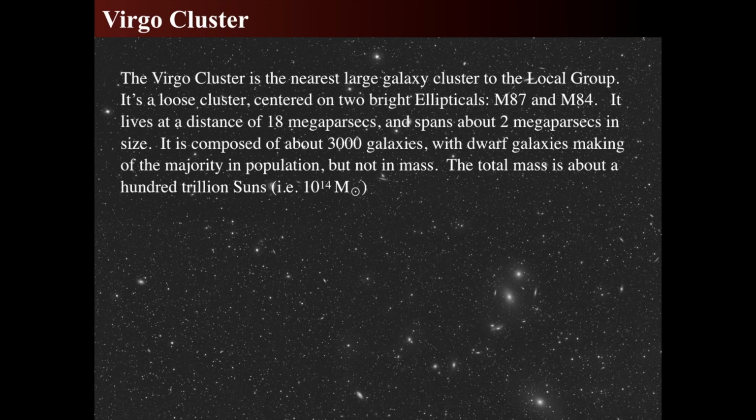So groups get to larger groups that we call clusters, and clusters of galaxies are much larger and can contain thousands of galaxies. The Virgo cluster is the nearest large galaxy cluster to the Local Group. It's a relatively loose cluster, meaning it's not really tightened in and everything together, but there are two bright ellipticals, M87 and M84, that comprise it, and it lives at a distance of about 18 megaparsecs. That's about 60 million light years, and that spans about 2 or 3 megaparsecs in diameter. Composed of about 3,000 or 4,000 galaxies, and most of them are dwarfs, of course. And the total mass is really huge, 100 trillion suns.